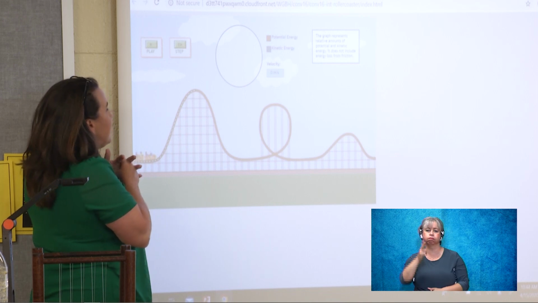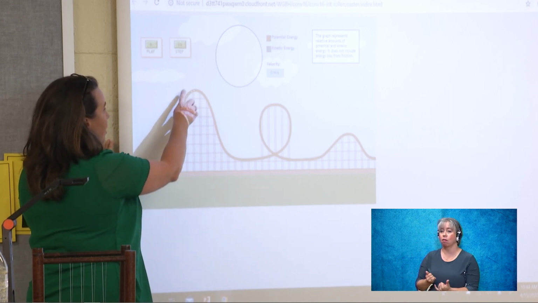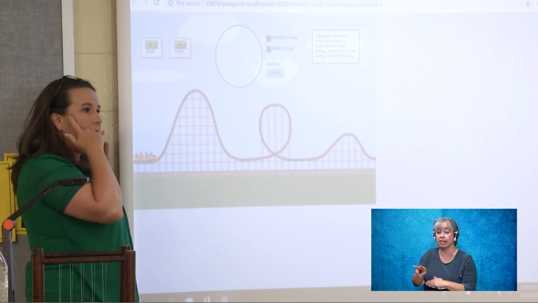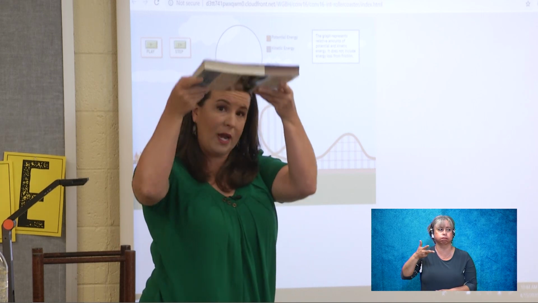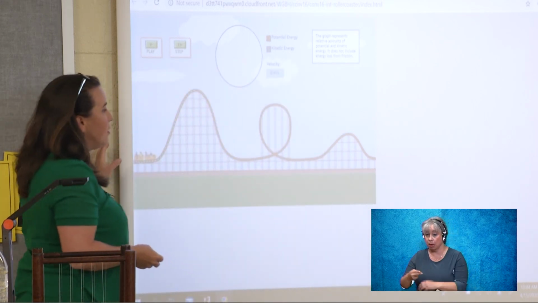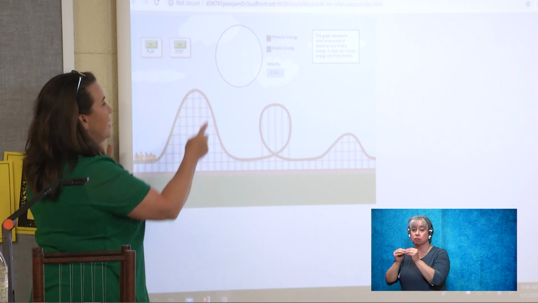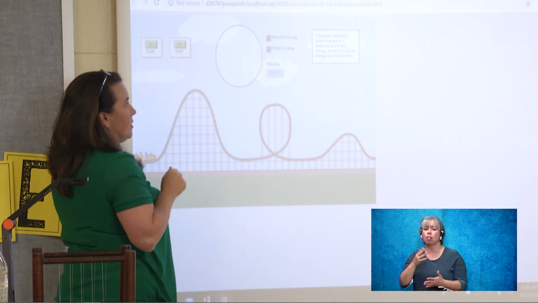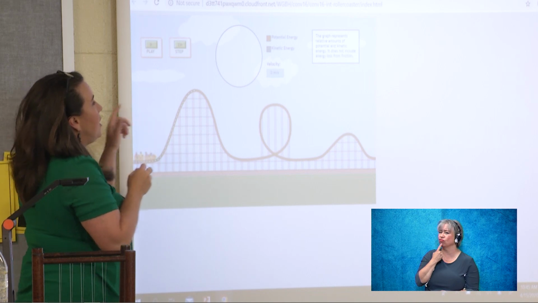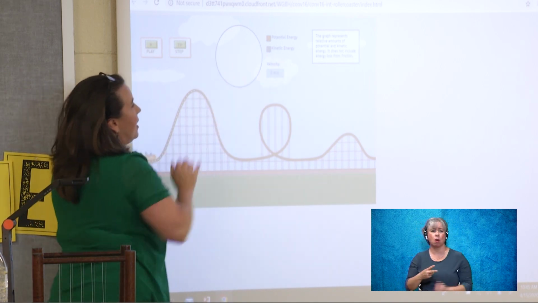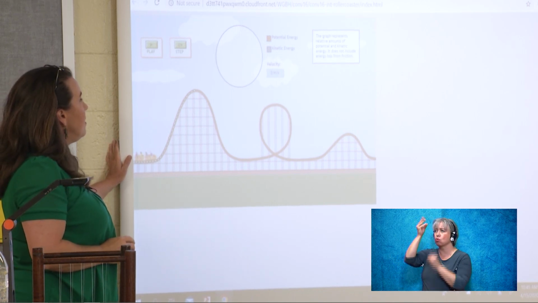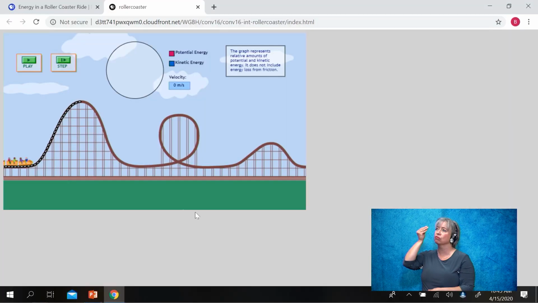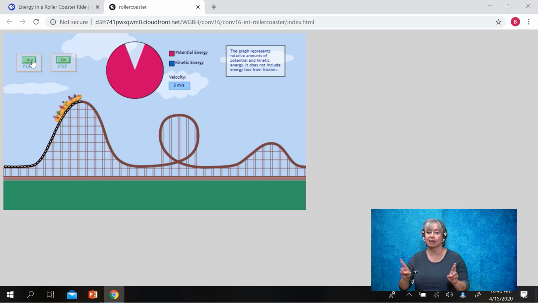So I want us to predict a little bit. I'm going to have the roller coaster go up to the top of the hill. Now, if we think about gravitational potential energy and height, going back to my book, the higher we are, the more gravitational potential energy we have. I want you to predict what color do you think this whole circle is going to be if potential energy is shown in red and kinetic energy is shown in blue. I'll give you a second to think about that. All right, I'm going to click play. So here we go. Let's see if your prediction's right.